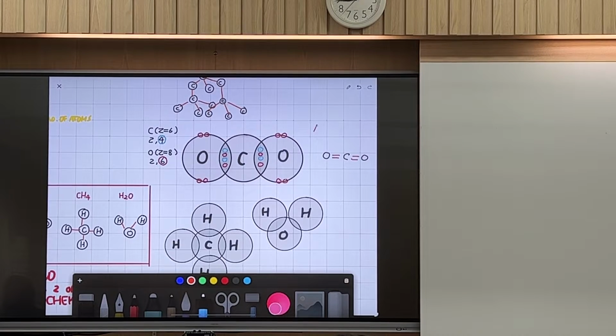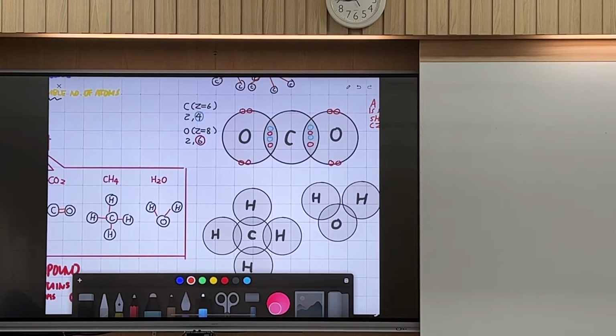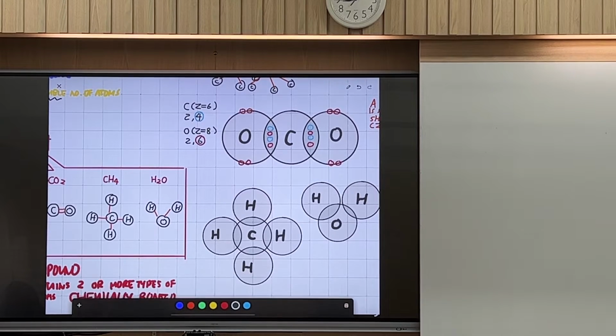A double bond is made of 4 shared electrons. In other words, 2 shared pairs. 2 pairs of electrons means 4 shared electrons in total. And then what about CH4? Why do we just show a single line between them? Because that's a single bond that contains only how many? 1 pair or 2 electrons. Very good. So can you also put down carbon, Z equals 6.